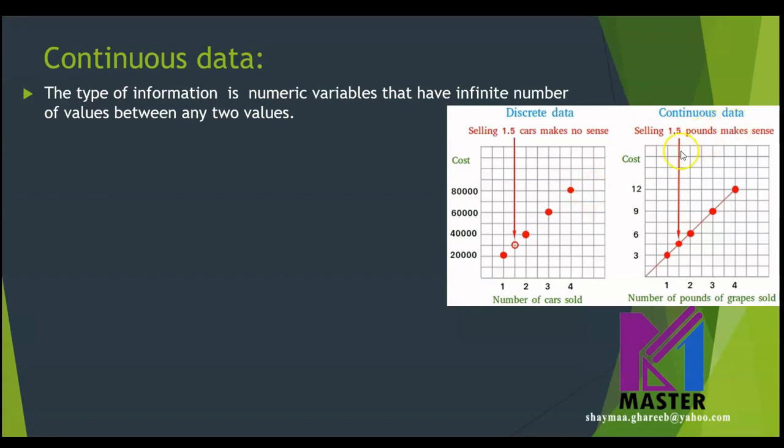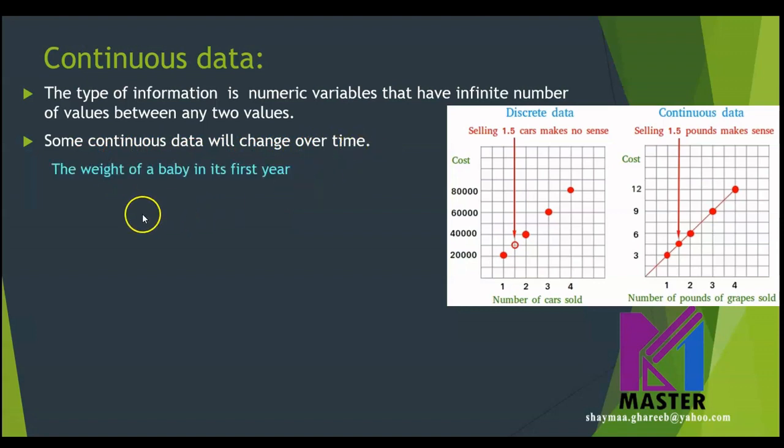So in continuous data, remember, I can use many decimal numbers between the whole numbers. Some continuous data will change over time, such as the weight or mass of a baby in its first year. So I can record the mass of the baby every month, and I will find that the mass changes over time. Or I can also measure the temperature in a room throughout the day. So I will find that the temperature could change throughout the day.